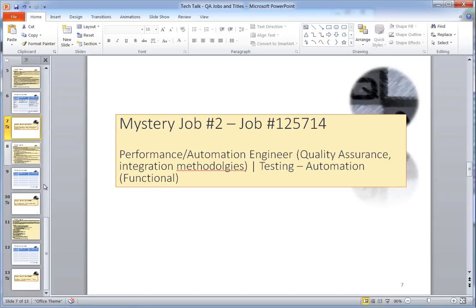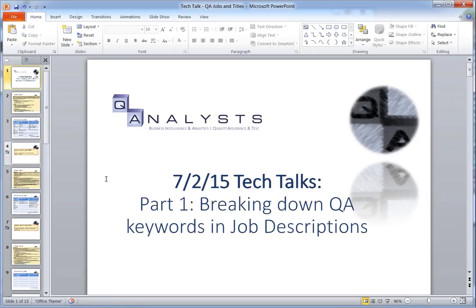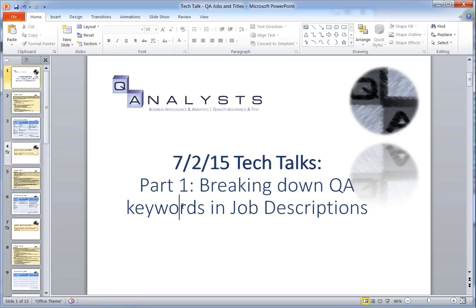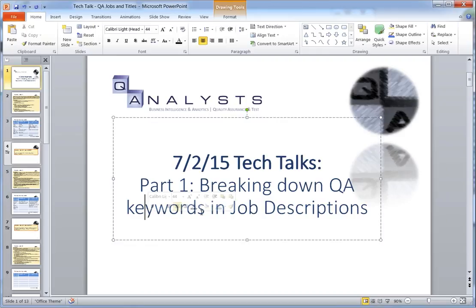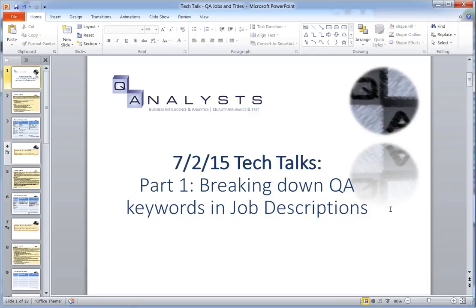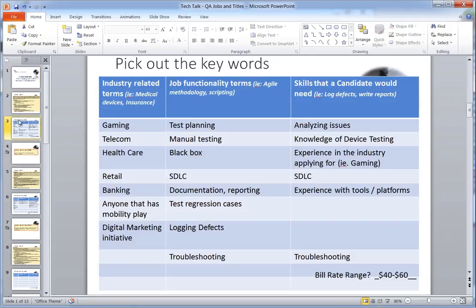Okay, I wish I could get the other two, but I want to respect your guys' time. But hopefully this was helpful. We can do the other two next time. I call this part 1, breaking down QA keywords and job descriptions. What I want to do next time we do a tech talk is do part 2, breaking down QA resumes or job keywords in resumes. That way you guys can see when someone submits a resume, how close is that to something like this?